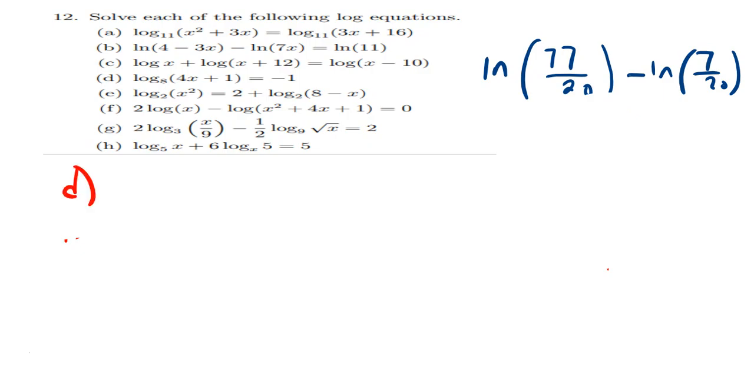So D, we're saying the log of 8... Are we solving D? Okay, D: the log of 8 is 4x plus 1 equals negative 1. Okay, so that is our question. So what are we going to do?